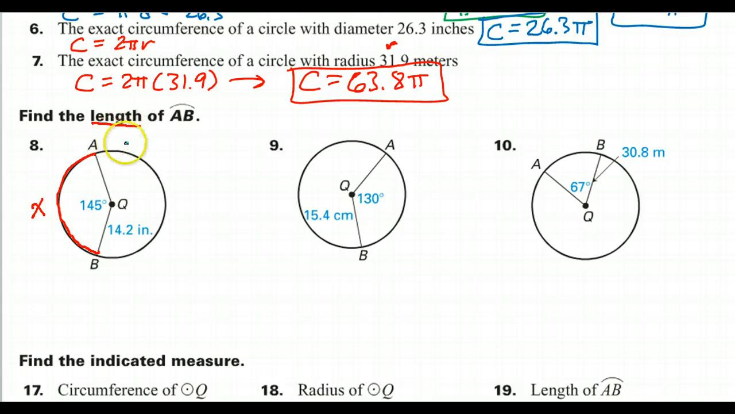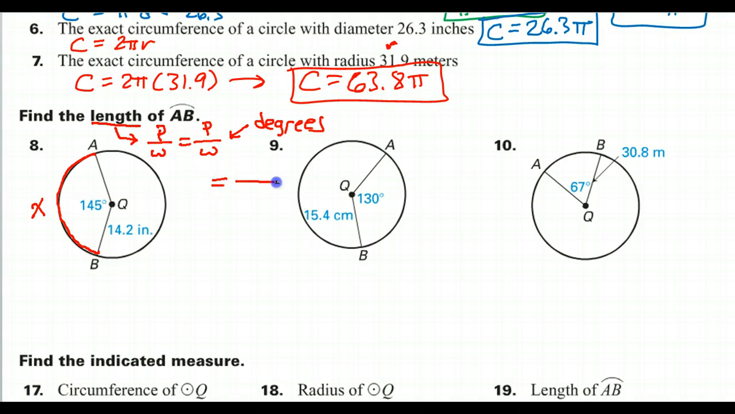Anytime you're dealing with arc length, your best bet is to set up a proportion of this form. Part over whole equals part over whole. On this side, we're going to do degrees, and on this side, we're going to do length.